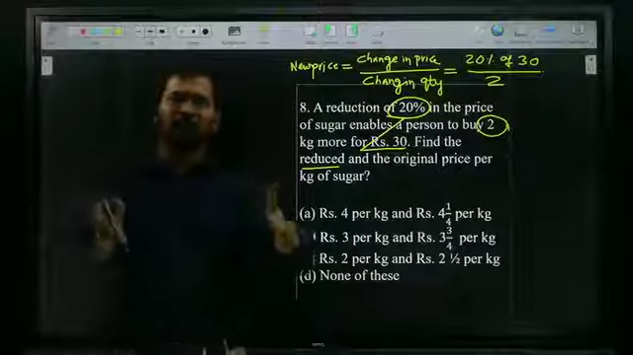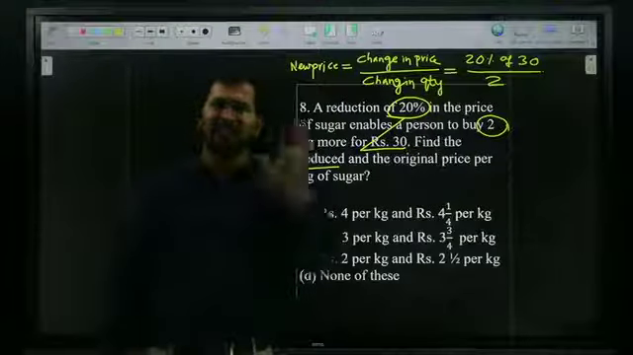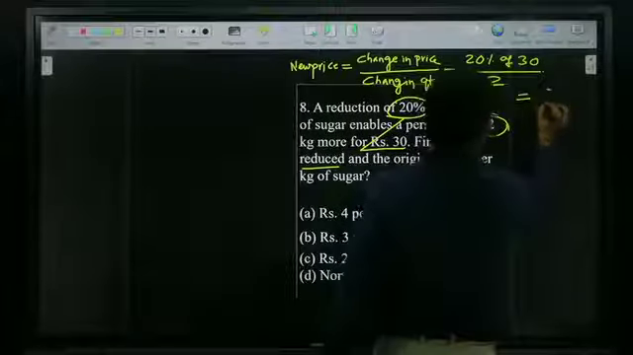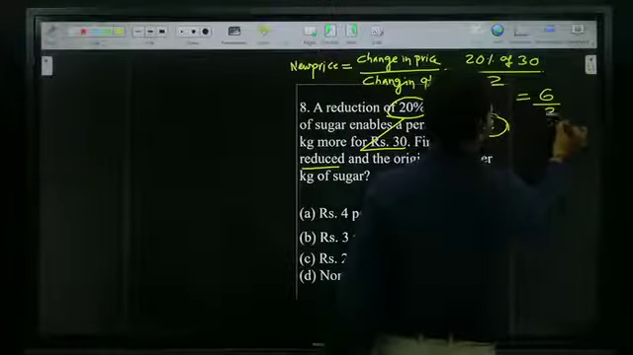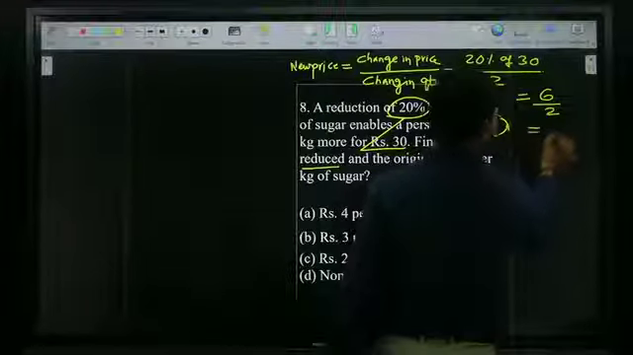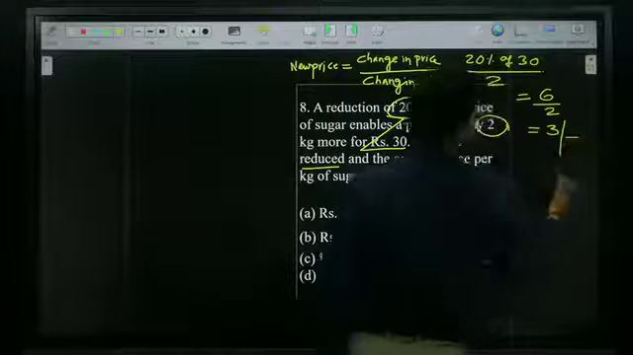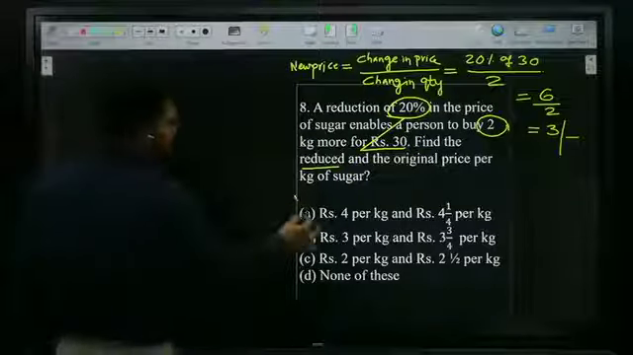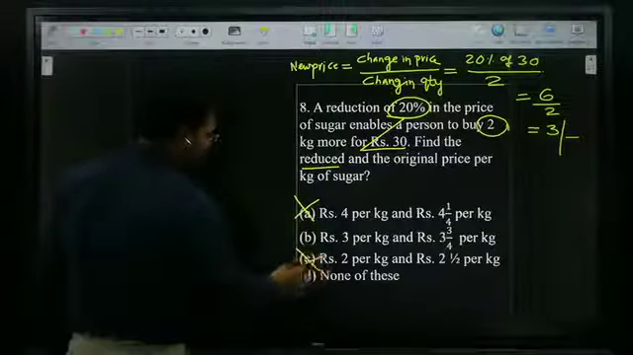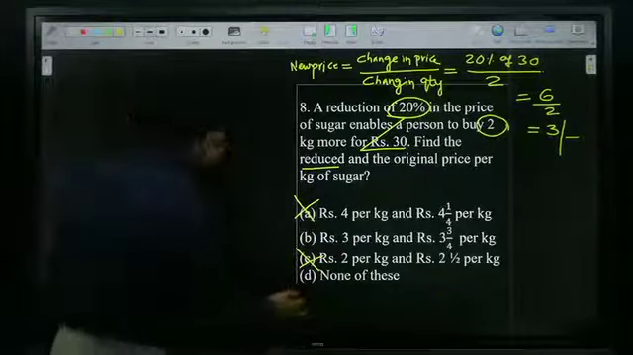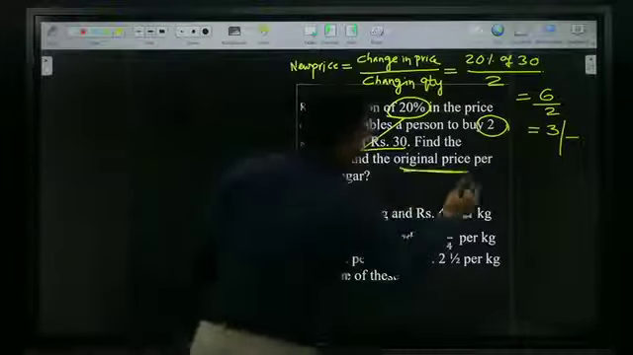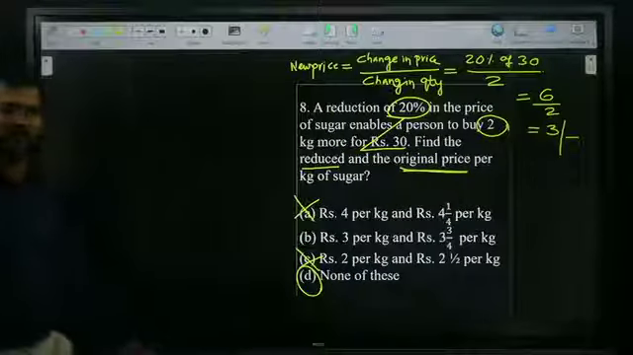You have 30 rupees. A 20% reduction is there. 20% of 30 rupees is how much? 6 rupees. For that 6 rupees, you are getting how many kgs extra? 2 kgs extra. Therefore, new price is what? 3 rupees. See the options. Only one option has 3 rupees, but none of them is there. That is the reason you have to calculate the original price also.